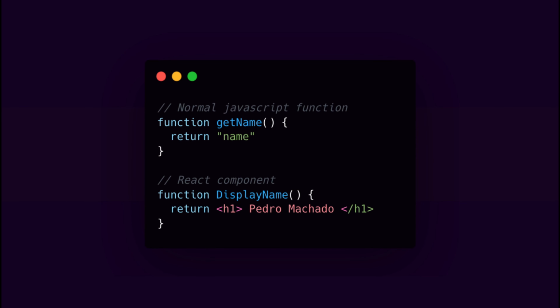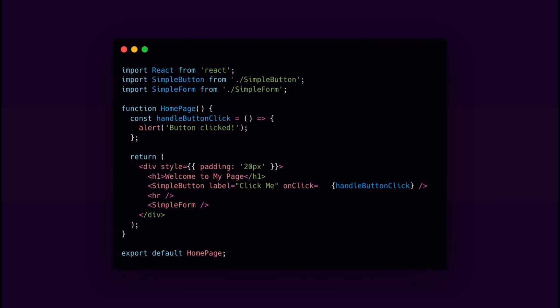So what exactly is a component? Well, a component is just a normal JavaScript function, but instead of returning strings, numbers, or booleans, it returns JSX UI. Think of components as the building blocks of your application. Each component is a self-contained piece of UI, like a button, a form, or even an entire page. With components, you can easily reuse and manage your code, which makes your app scalable and maintainable.